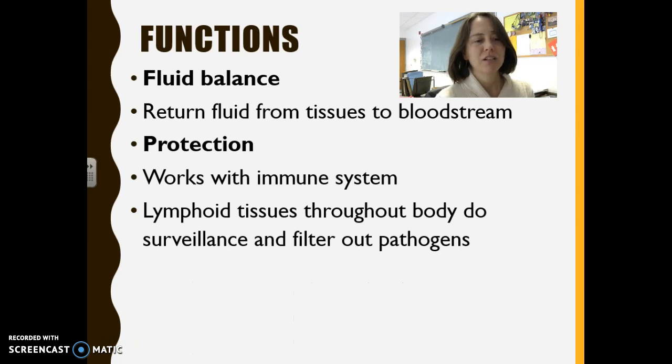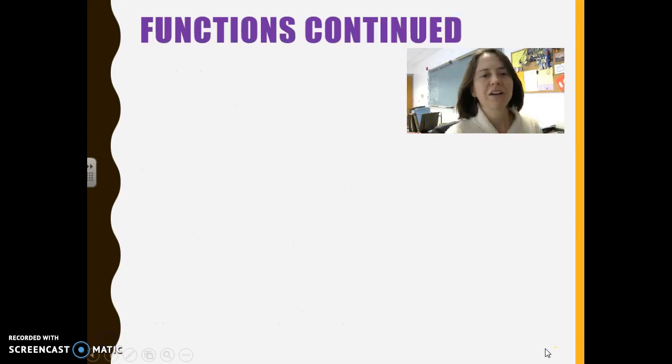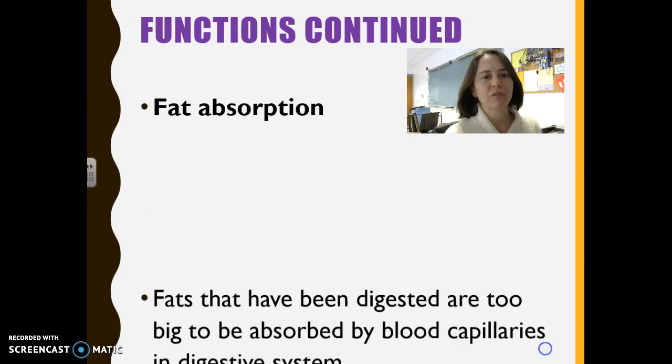The lymphoid tissues throughout the body do surveillance and filter out pathogens. In particular, lymphocytes, which are a type of white blood cell, and as we remember, white blood cells are leukocytes, so this is a type of leukocyte, live in the lymphatic system where they locate, attack, and then destroy pathogens.